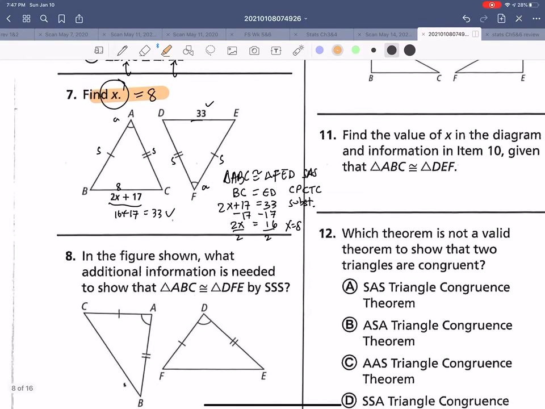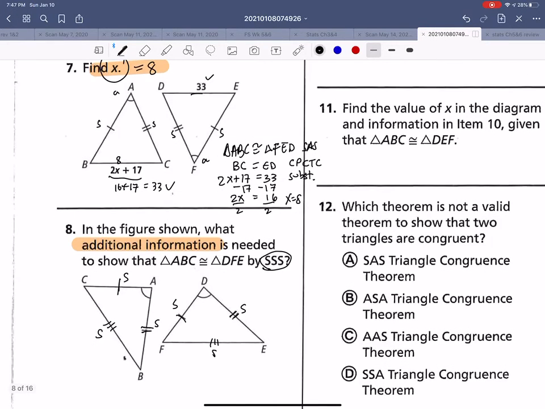In the following figure, what additional information? So again, they're admitting there's not enough. So what extra piece would let me spell SSS? So I have one S matches one S, a second side matches a second side. So I'd need this third side to match the third side. So that would be CB. These two have to match those two. CB has to match EF to spell side, side, side.